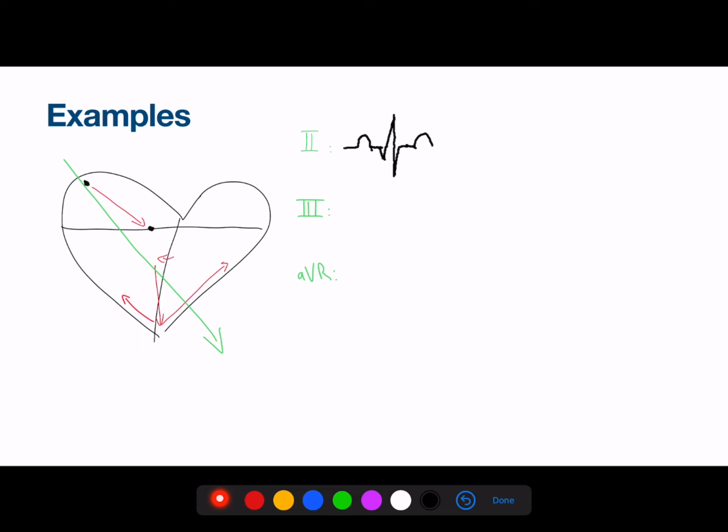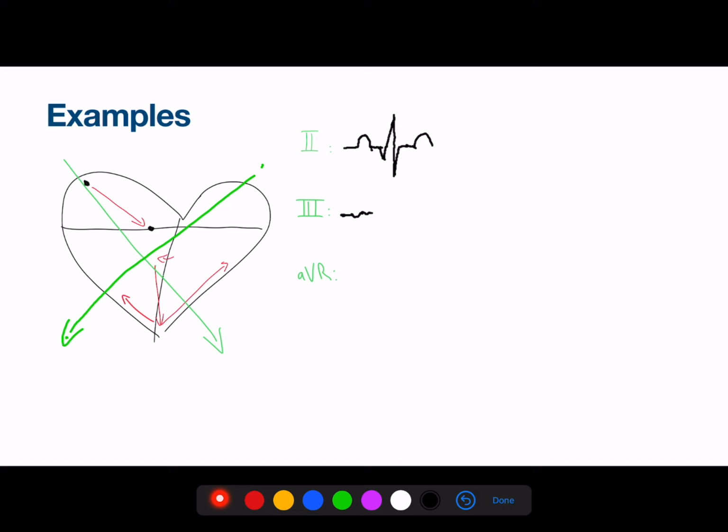So now we have lead 3. Lead 3 goes from left to right, so it goes like this. So the first wave again, there's the isoelectric line. Then in this case, the depolarization goes a little bit in the opposite direction, just a little bit. So maybe we can say it goes down just a little bit. Then the isoelectric line because of the AV delay.